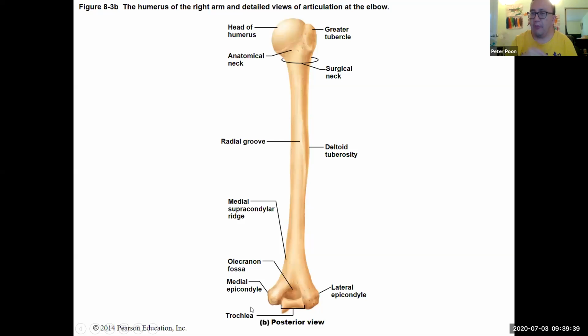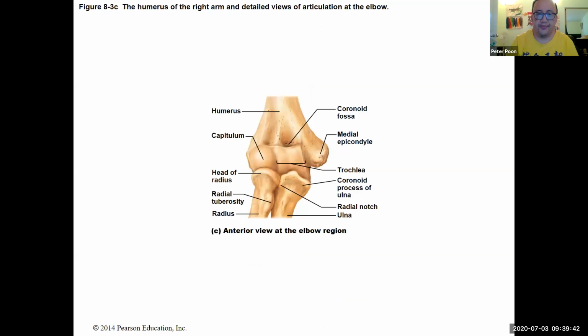So let me show you how the elbow works, and then we'll go back to the rest of this stuff. Here you can see the front of the elbow. This sharp point here is called the coronoid process of the ulnar. When you flex your forearm, the coronoid process of the ulnar will fit into the coronoid fossa.